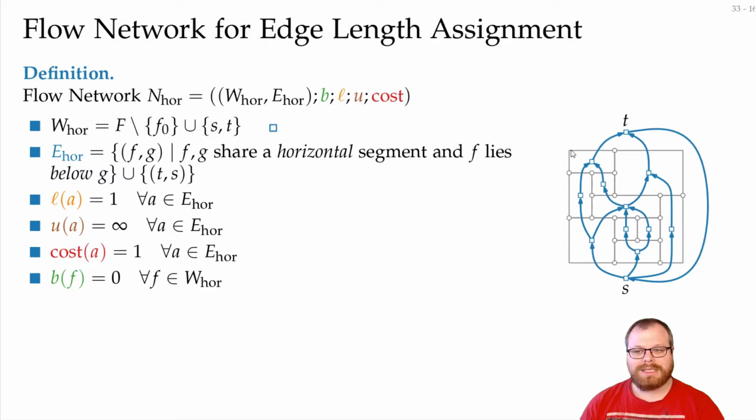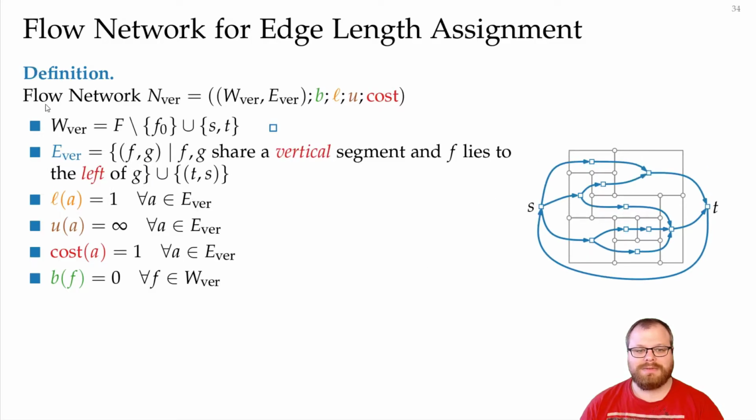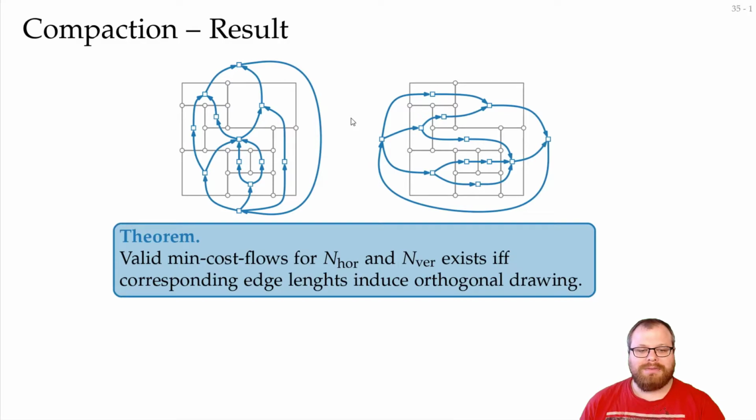And we do exactly the same for the vertical segments, and we get the vertical flow network, where we go from left to right through the vertical segments. And now the nice thing is that a valid min-cost flow for these two networks exists if and only if the corresponding edge lengths induce orthogonal drawings. So from these numbers, from these flows that we get, we can immediately read off the length of these segments. And if we put these together, then we just get the coordinates of the vertices and we immediately have a drawing.